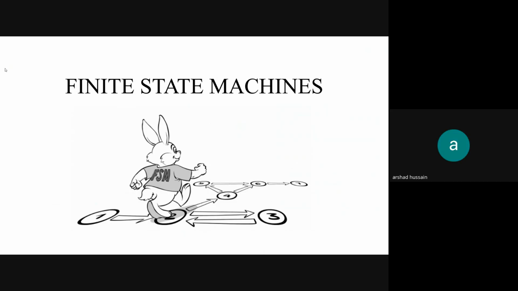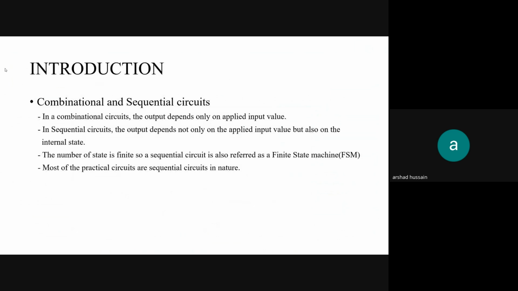Hello everyone. So in today's video, we'll learn about one of the important topics, which is finite state machine. Before we jump to the finite state machine, I think everybody knows about the combinational circuit and the sequential circuit. As we know in digital, there is a combinational circuit and a sequential circuit. In a combinational circuit, the output depends only on the applied input value and not on the past history, which means the output will depend only on the applied input at that point of time.